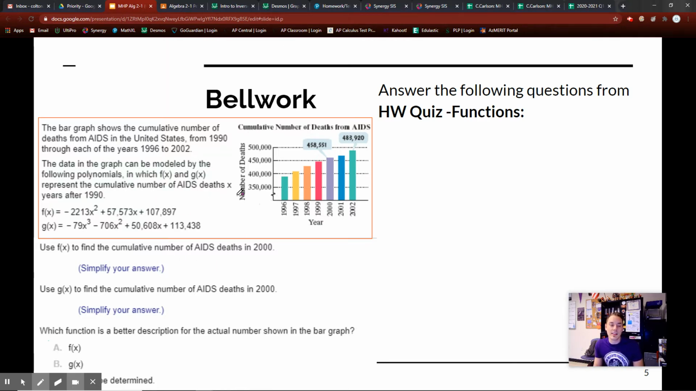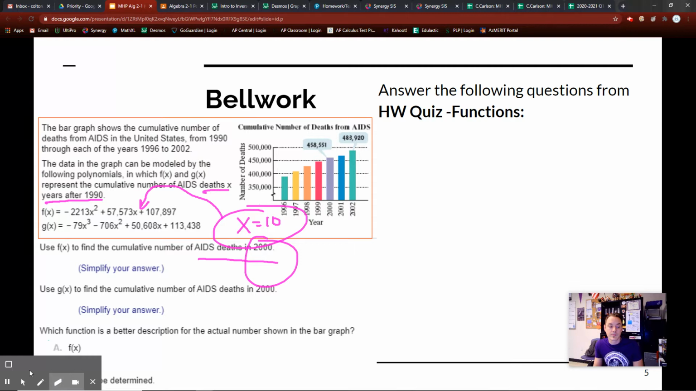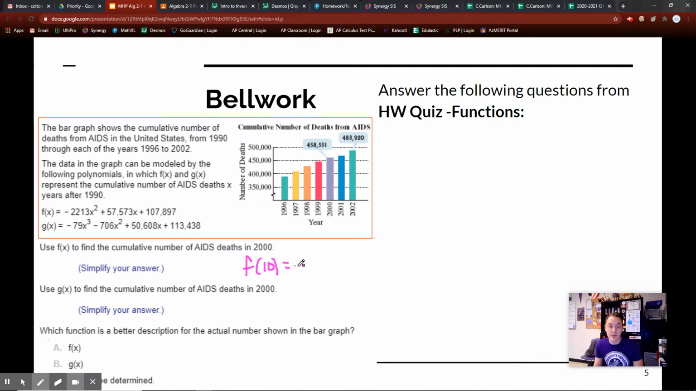What this is saying is X is years after 1990. What does that mean? Whatever you plug in for X, it needs to be years after 1990. So if you want to know the deaths in 2000, how many years have passed from 1990 to 2000? 10 years, which means what are you going to plug in? X is 10. So with this whole problem right here, you're going to plug in X as 10, so f of 10.